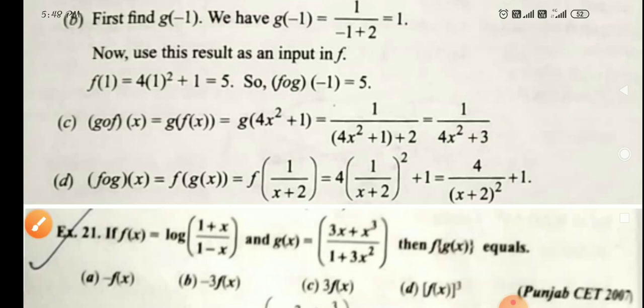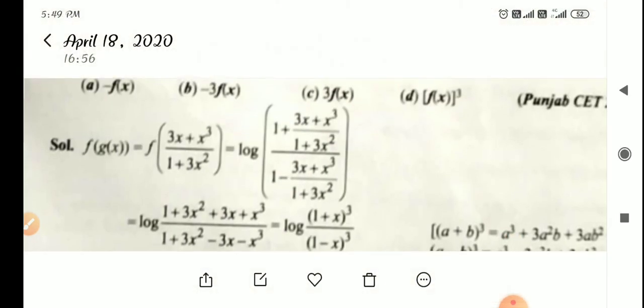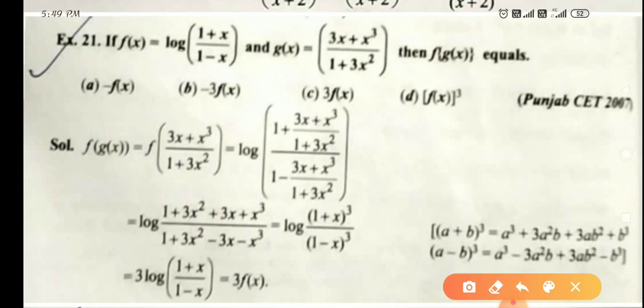Next example is coming. This example you see. In this example it is given fx equals log of 1 plus x upon 1 minus x, gx equals 3x plus x cubed upon 1 plus 3x square. You have to find f of gx, means fog x. Fog x means first gx and then the f function. So first you put the value of gx here. So the value of gx is 3x plus x cubed upon 1 plus 3x square.